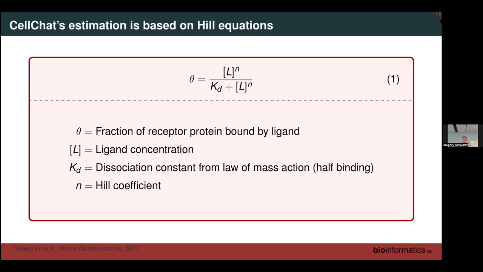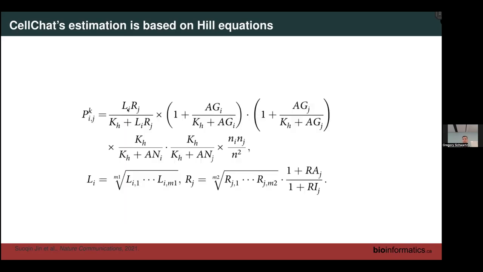The reason why is they normalize all of their gene expression concentrations to be between 0 and 1. So half binding would be 0.5. So with that in mind, again, this is that fraction of receptor protein bound by ligand. They use Hill equations all over their model.